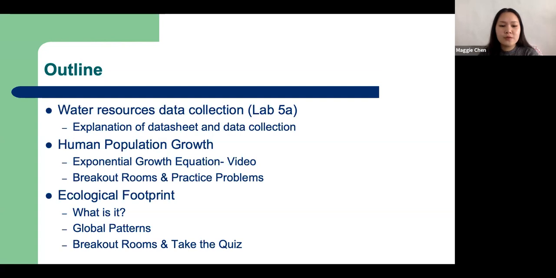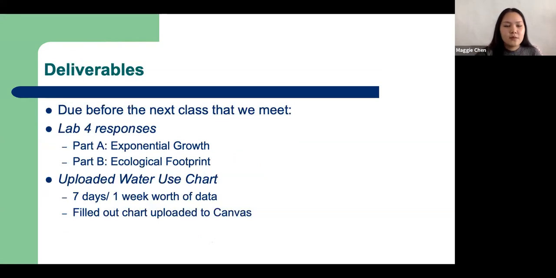And afterwards, we're going over the ecological footprint. What is it? Global patterns, looking at the US, looking at other countries. And then you're going to be looking at your own ecological footprint and doing part B of this assignment that's due today.